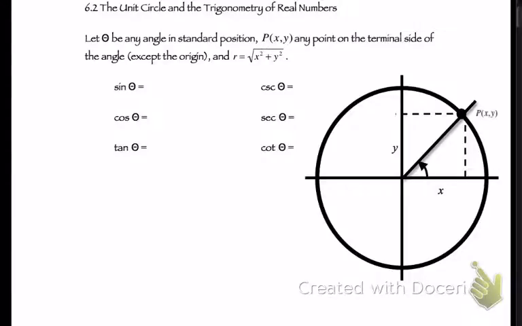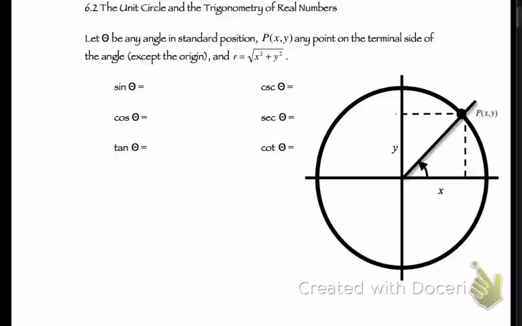Think about this. What if I picked a point like right here? Well, think. There is going to be the radius. I'll be able to draw this line right here, which forms a right triangle right there. So, do you see how there are infinitely many right triangles in a circle?